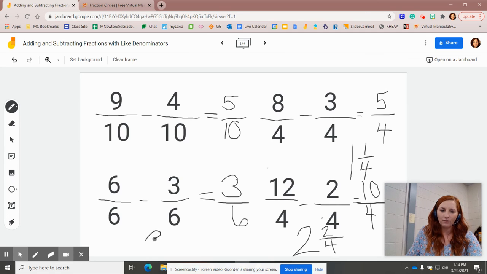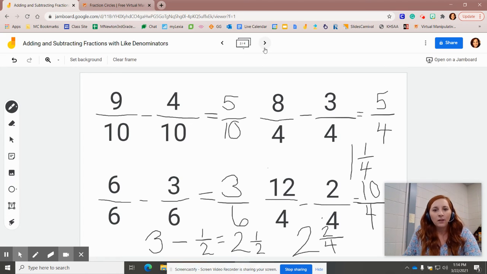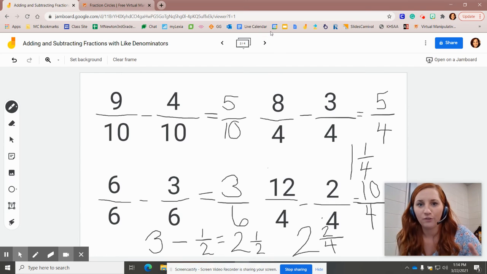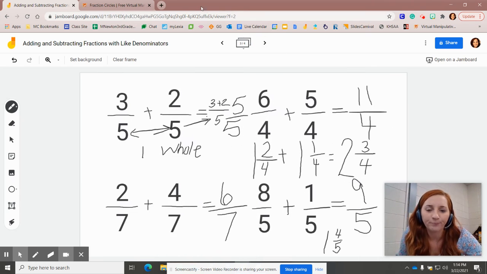We also know that if you take 3 wholes minus pretty much 1/2, because 2 fourths is the same thing as 1/2, I'd have 2 1/2 left over. Okay, so now let's look at a very similar problem that gave everybody such a fit on Monday and Tuesday.